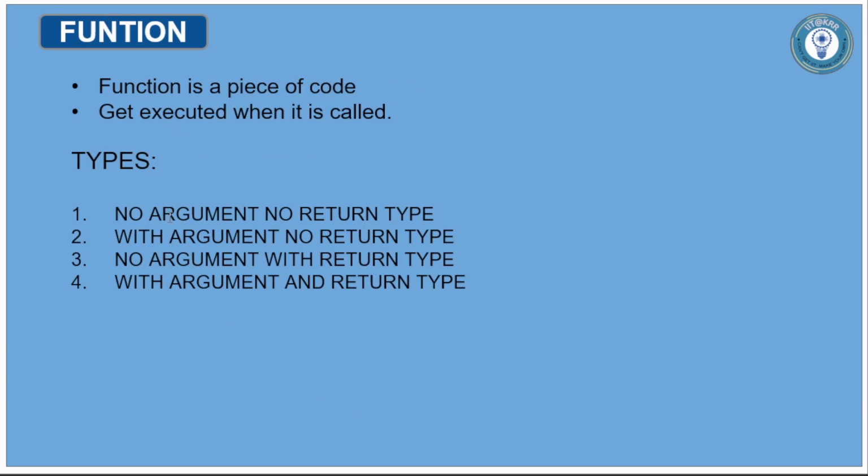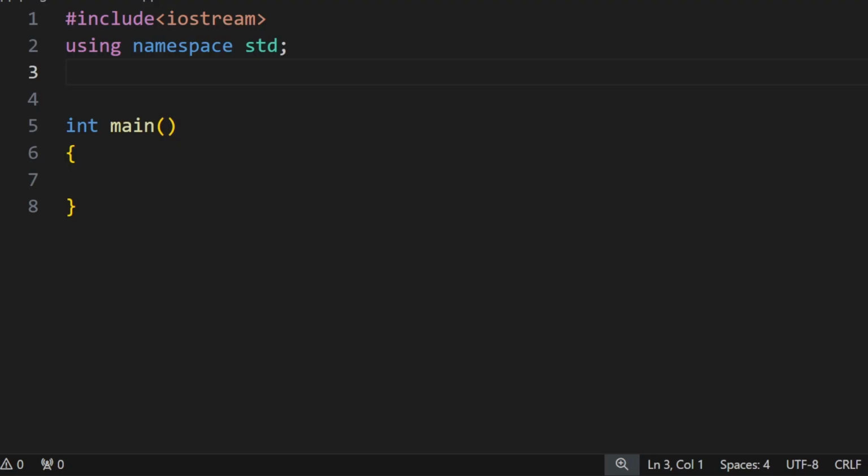We have four types of functions: no argument, no return type; with argument, no return type; no argument with return type; with argument and return type. Let me program for the first type. We have to define the function outside the main block. I write a program to sum two numbers.